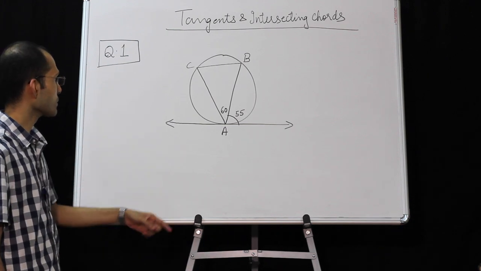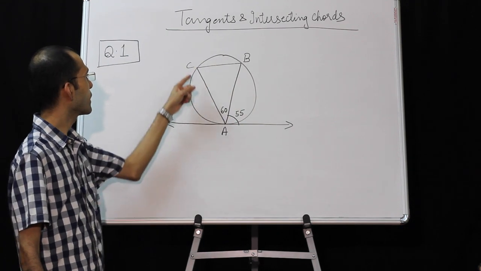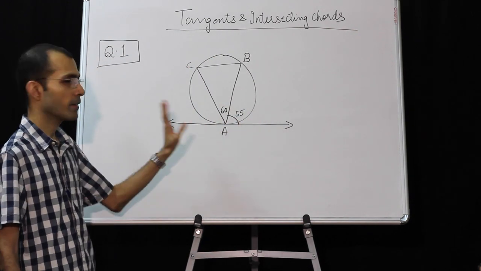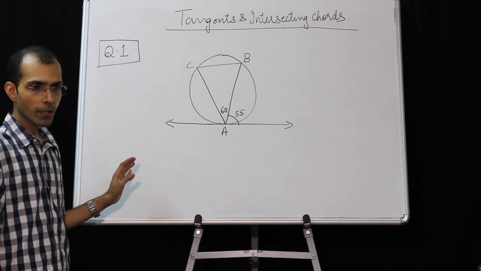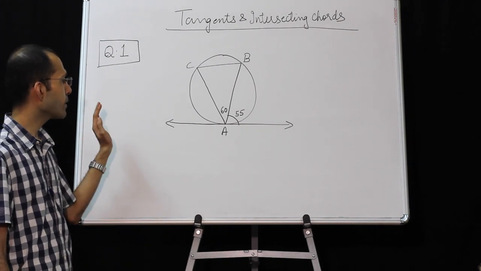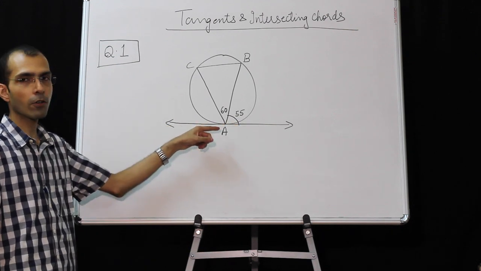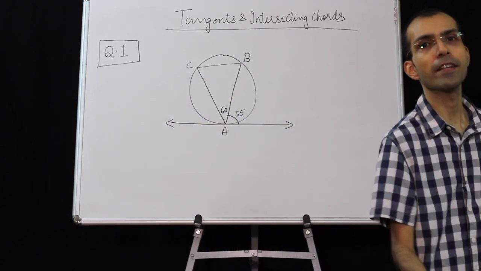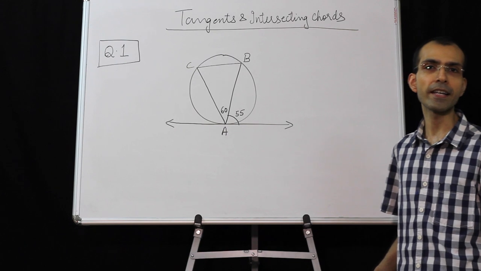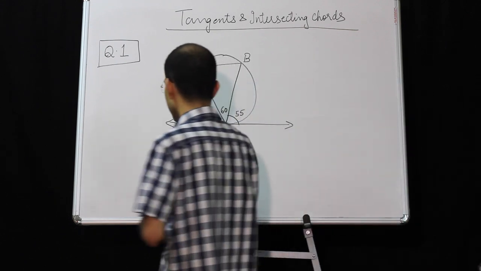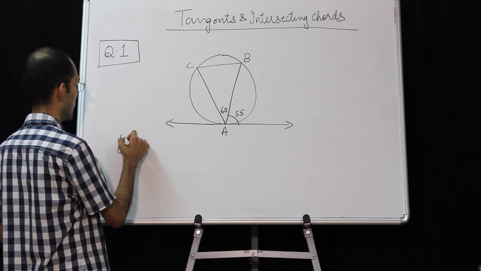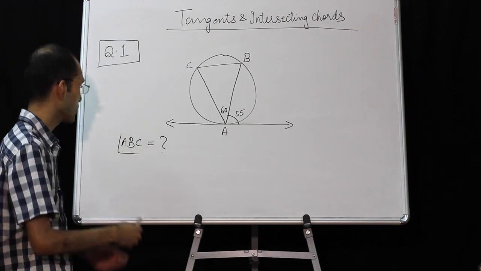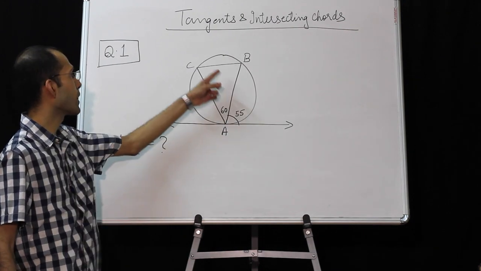Okay, question one. Circle, CAB is a triangle and there is one tangent. Clear with the question? The point of contact is A. Observe the angles which are already given. Now we are supposed to find angle ABC. Angle ABC is how much?